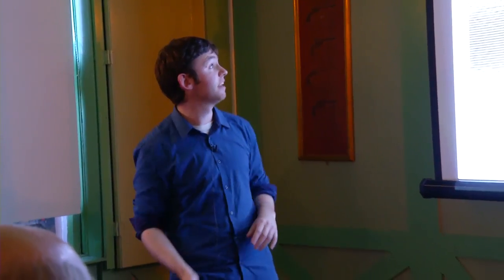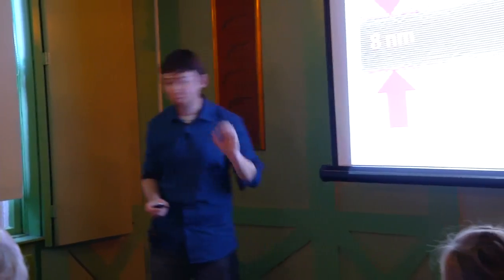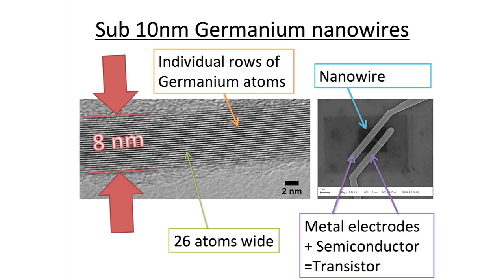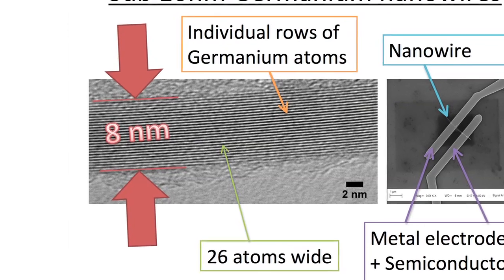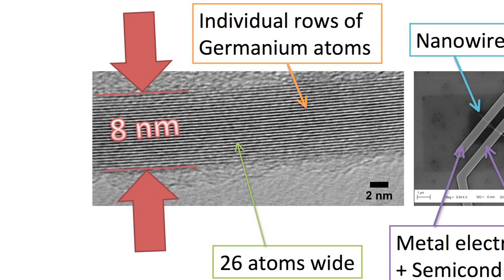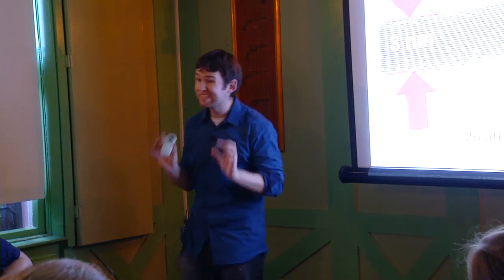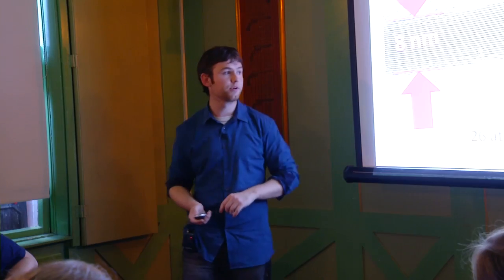Now, our wires are actually significantly smaller than that. They tend to be less than 10 nanometers. In fact, if you look at this one on the screen, it's only 8 nanometers in diameter. What you're actually looking at here are individual rows of germanium atoms. Germanium is the element from which our wires are made, and it's a semiconducting material. So you can actually count up the rows here and see that this wire is only 26 atoms across, which is really, really small, even for a nanowire.